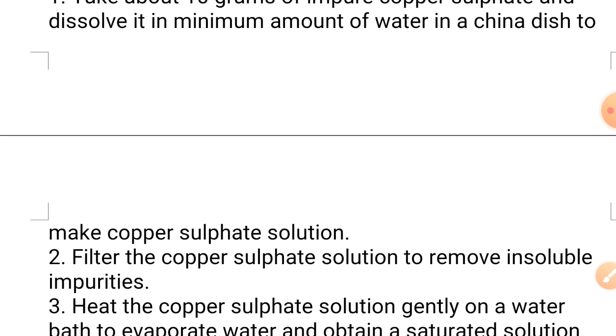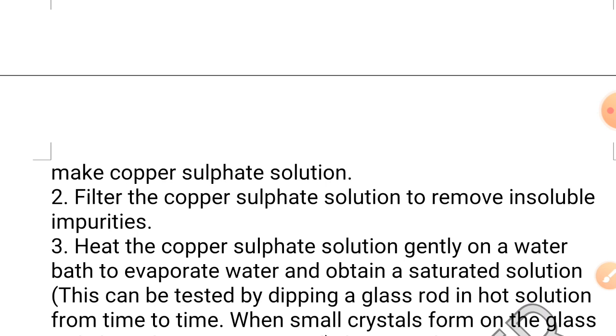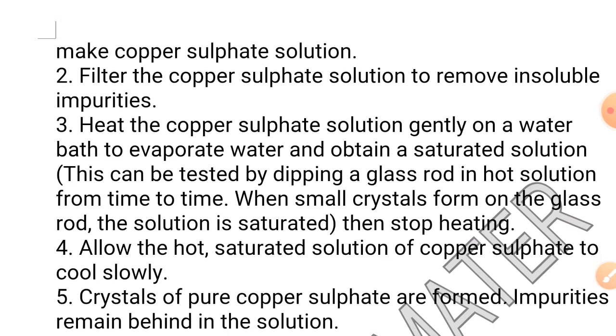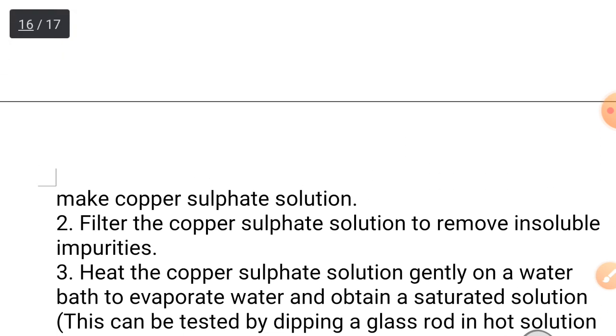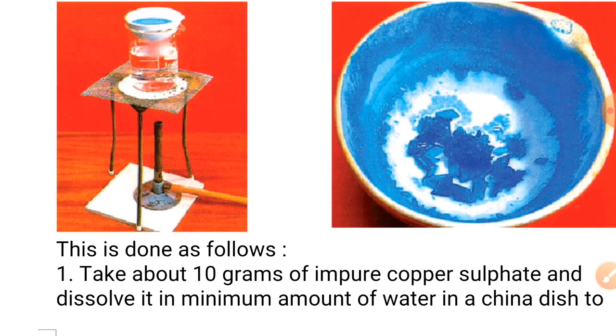Now the copper sulfate, as we have dissolved it, we will just filter it. In case any insoluble impurity is present there, we can remove it. Now we have removed the insoluble impurity. Now we will heat this copper sulfate solution with a water bath so that the water can evaporate and we can make it a saturated solution. Okay, now students, this saturated solution is slowly cooled down so that the crystals may develop. Now here in this diagram you are seeing this process being conducted.